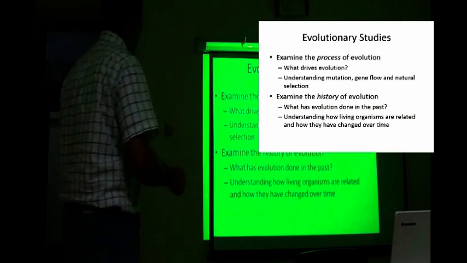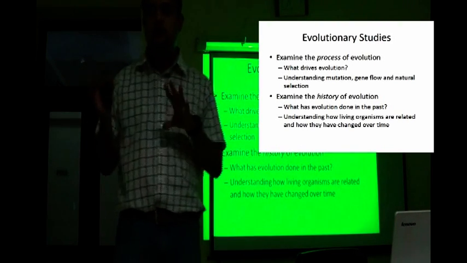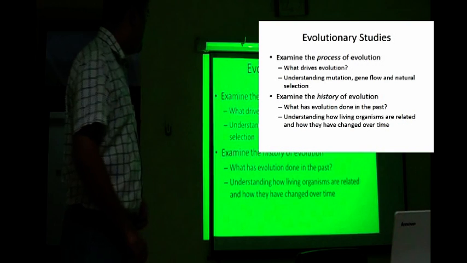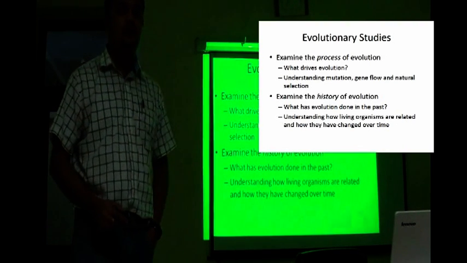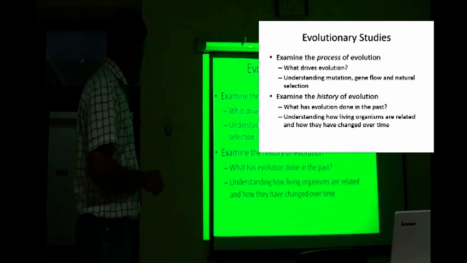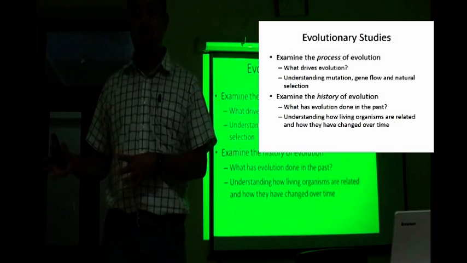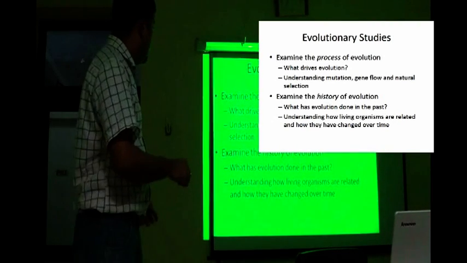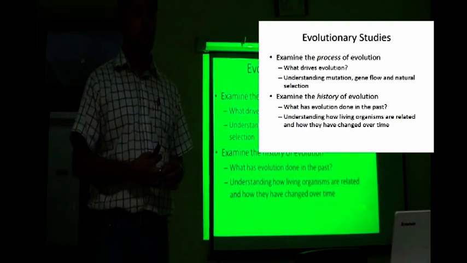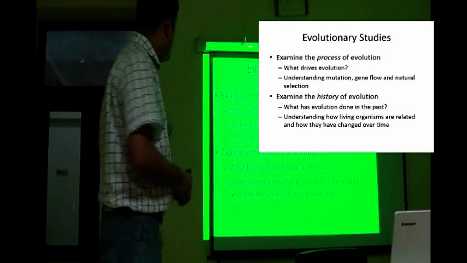Okay? So, what are these evolutionary studies for? Right? To examine the process of evolution, how evolution as a process is being conducted in nature. So that is one purpose of evolutionary studies, to examine the process of evolution, right? So what drives evolution? How is evolution happening in the world? Understanding mutation, gene flow, and natural selection. These are some of the mechanisms by which evolution can happen, right? So it can happen through mutation. You know what mutation is, right? The point mutation or SNPs or all different kinds of mutation, including indels, the mutations in open reading frames, all those kinds of basic molecular biology.